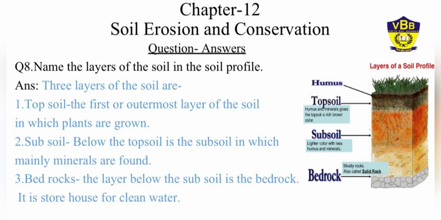It is also the main storehouse of clean water. As I told you, the soil also acts as a natural filter because the different layers of the soil filter the water at the bottom of the bedrock where the water is stored as a water table, or we can call it underground water, which is fit for drinking. So you can see the diagram along with it. The diagram you can practice from your book and you have to make the diagram in your notebook. So do the practice of the diagram.